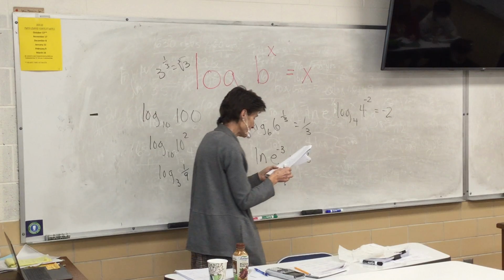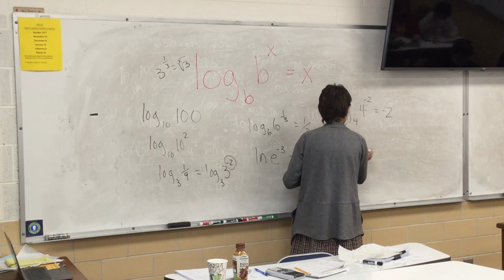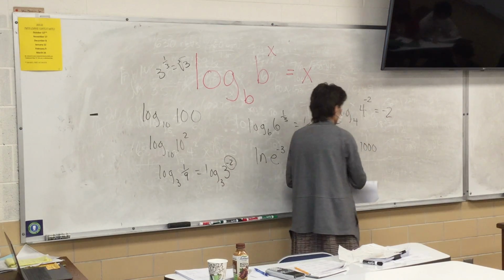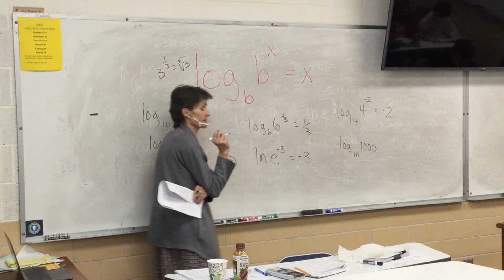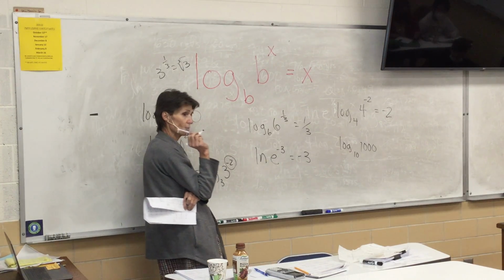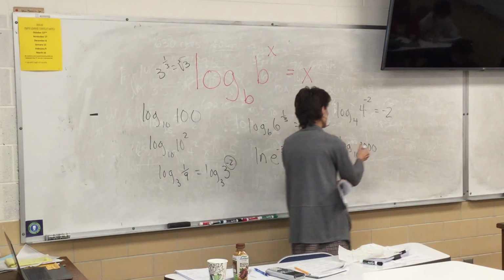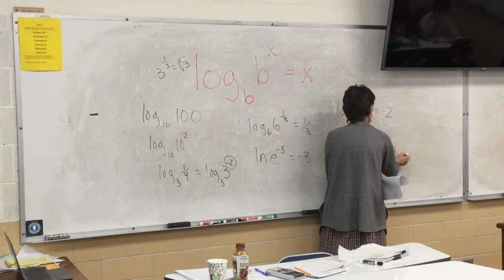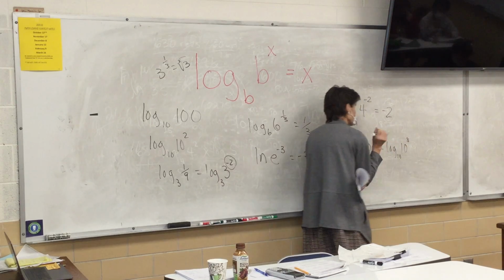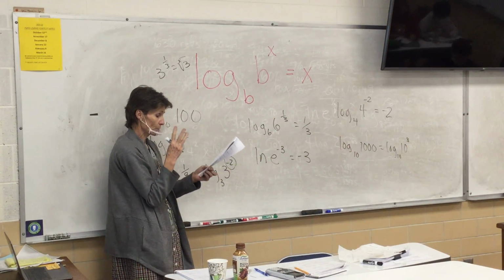Okay, we'll come back to P. Q. Remember the base on that is 10. When you don't see a base, it's 10. What's the answer to that question? 3. Because 1,000 is 10 cubed. So the answer is 3.